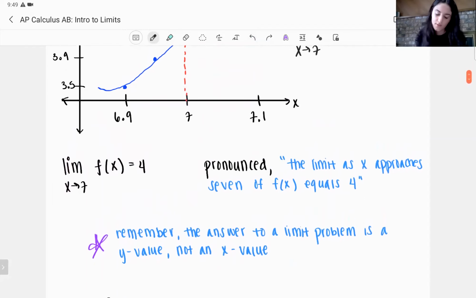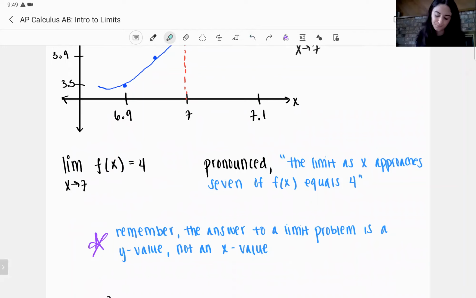Oh, and then also one thing I wanted to point out, because this is something that students can get confused sometimes, is that when you're finding a limit, the answer is always going to be a y value, not an x value. So, we figured out that the limit was equal to 4. 4 was the y value. So make sure that you remember that when you're finding what the limit is equal to, it's always going to be equal to some y value, not an x value, at least for AP Calc.